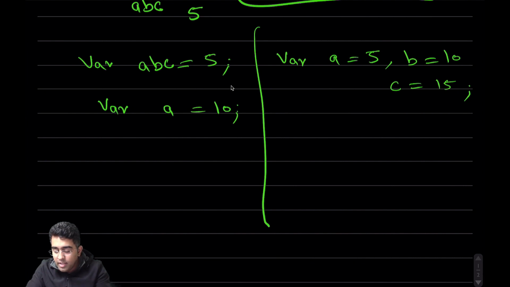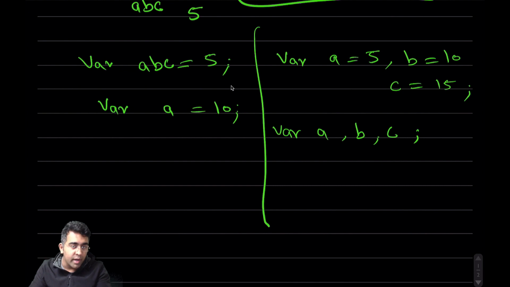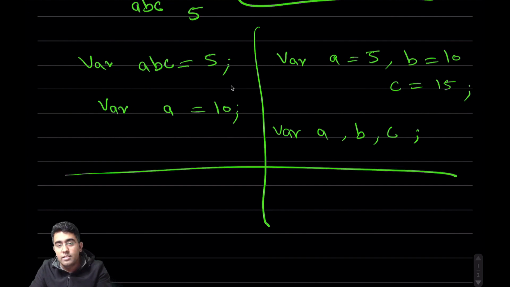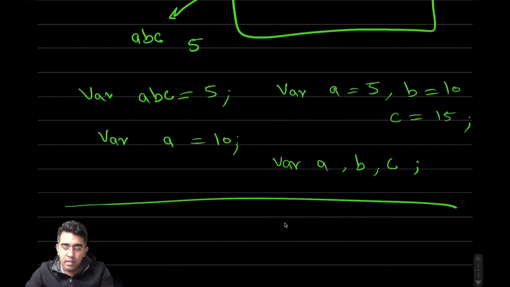There's another thing that I want to talk about. If I say var A comma B comma C and add a semicolon, this time it will create 3 variables, but it will not store any value inside these variables. So now we understand the concept of defining a variable. Now let's talk about variables a bit more in detail.